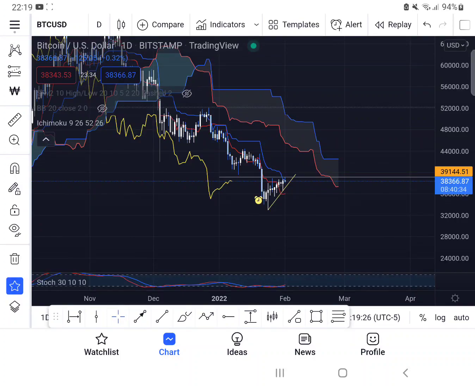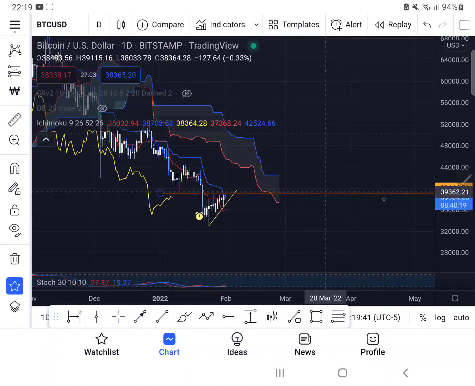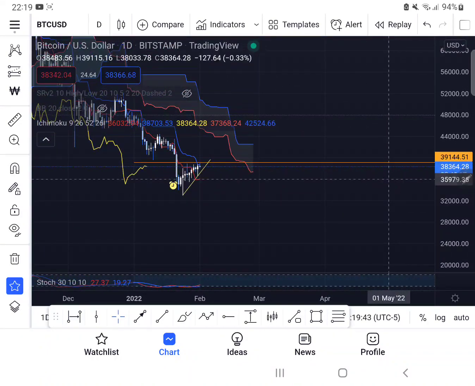For a while it can break this trend line, like a trendy market, back to some point for this price. It's about 35 to $36,000 per coin. This may happen, and it went down again. Follow the trend, right? It can be.